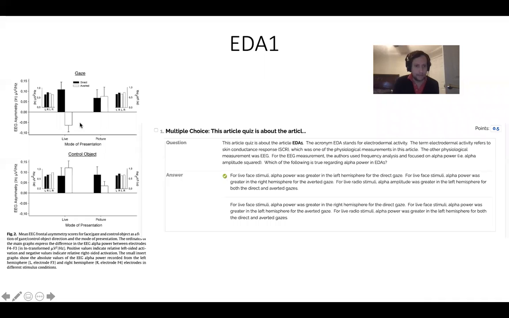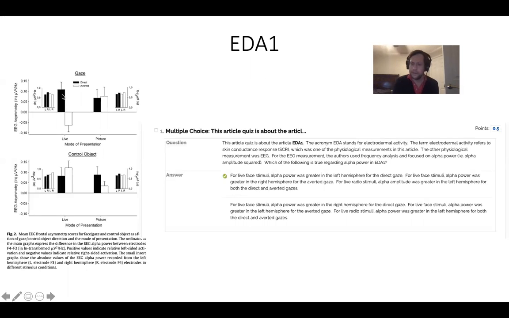So this is a main graph, this is a main graph, this is a main graph, this is a main graph. The ordinates in the main graphs express the difference in EEG alpha power between electrodes F4, which is in the right hemisphere, and F3. And then this is an important part. Positive values indicate relative left-sided activation, and negative values indicate relative right-sided activation. So positive equals left activation. So that's a positive thing right there. So that means left activation.